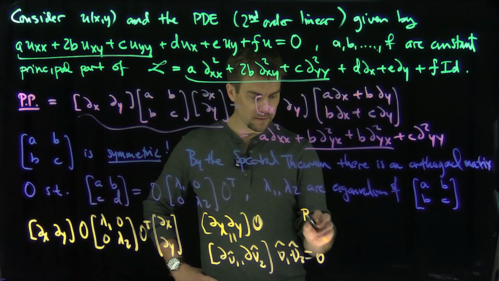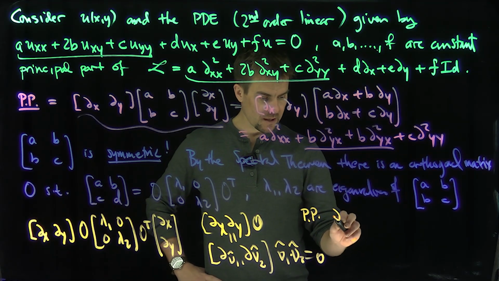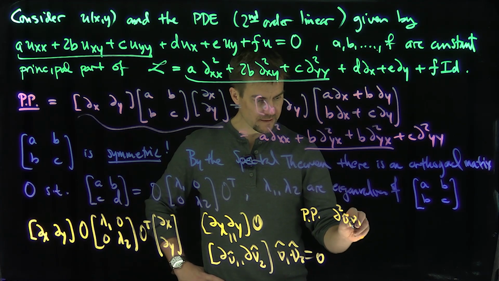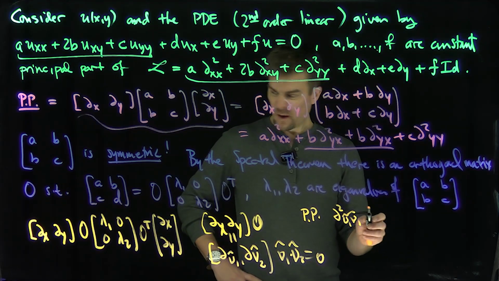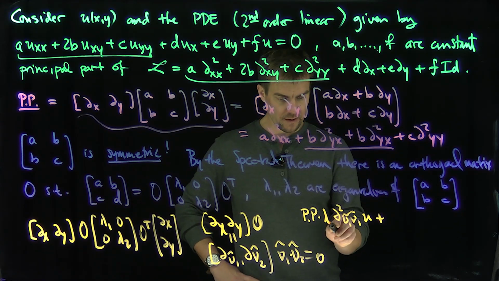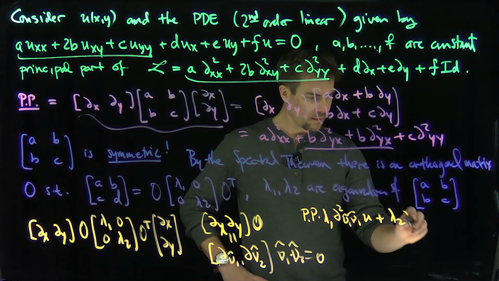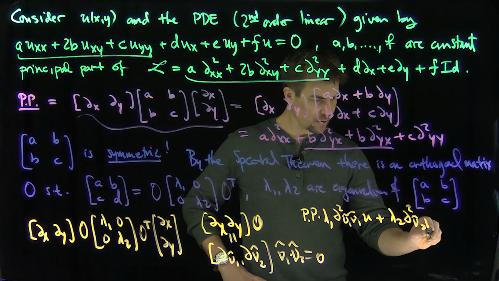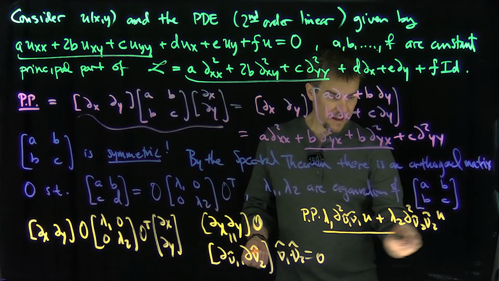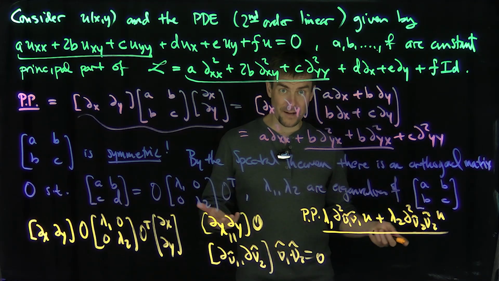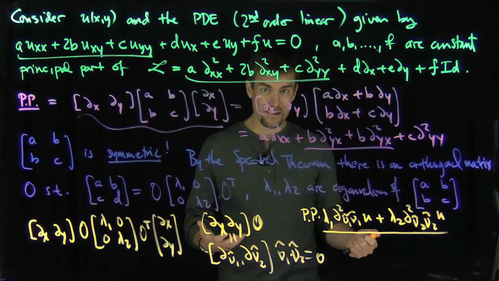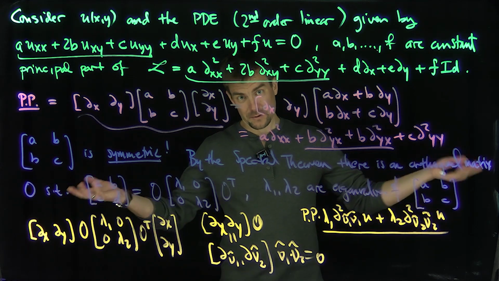So now the principal part becomes d squared nu 1 hat of u times lambda 1, plus lambda 2 times d squared nu 2 hat of u. That's great, because now it looks like what? If lambda 1 and lambda 2 are positive, that looks like the Laplace equation. If lambda 1 is positive and lambda 2 is negative, that looks like the wave equation. If one of them is 0, or if they're both negative, it still looks like the Laplace equation, right?